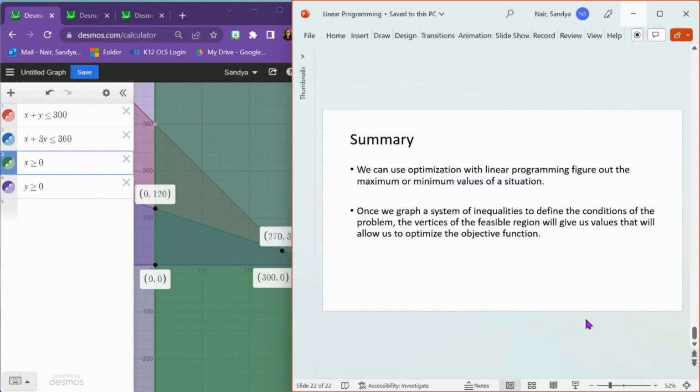So we can use optimization with linear programming to figure out the maximum or minimum values of a situation. Once we graph a system of inequalities to define the conditions of the problem, the vertices of the feasible region will give us the values that will allow us to optimize the objective function.